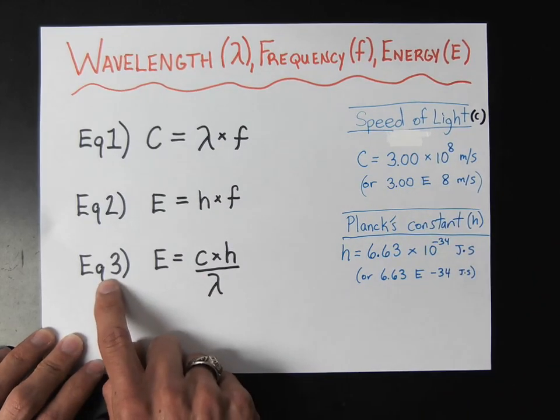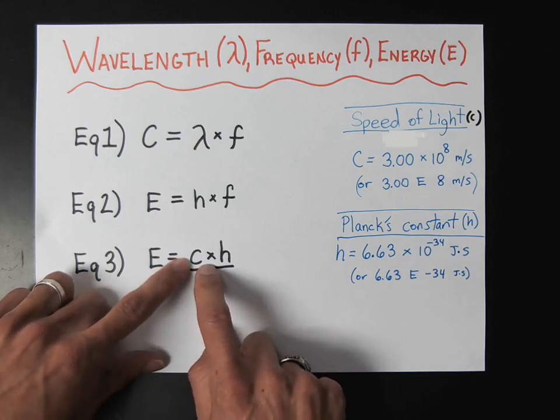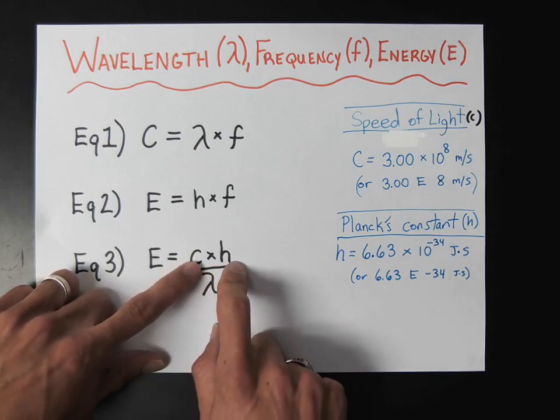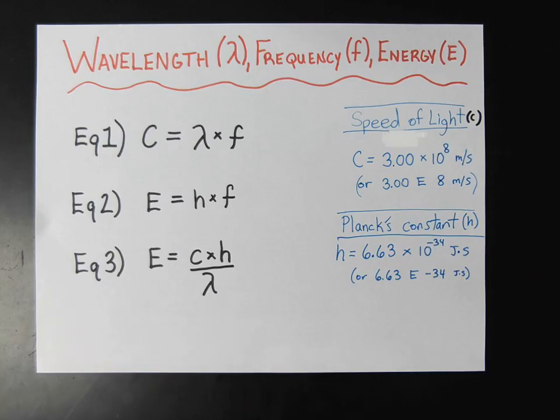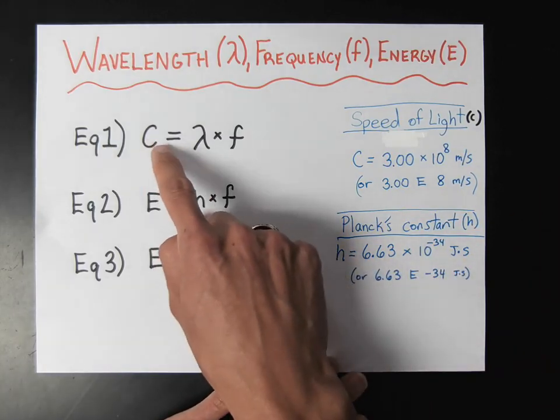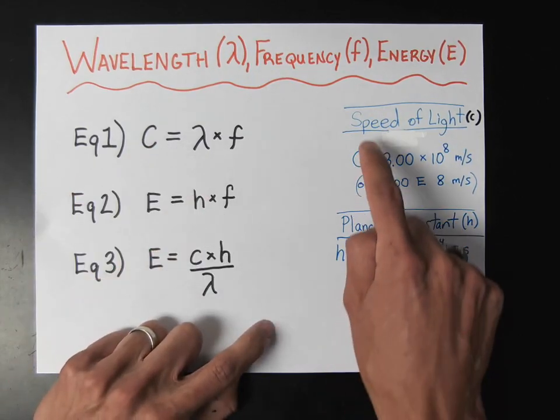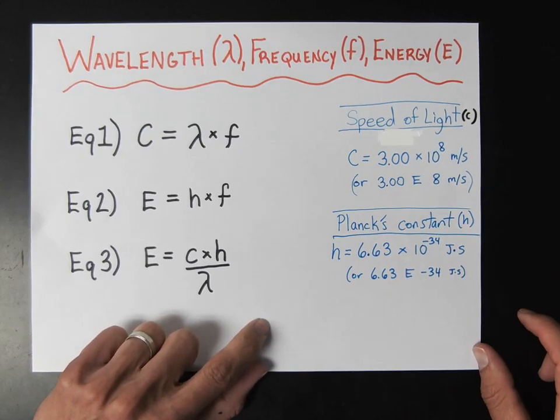Now equation 3 is energy is equal to the speed of light multiplied by Planck's constant, divided by the wavelength given to you. Now if you forget these constants, which are C and h, they're found over here on the side.